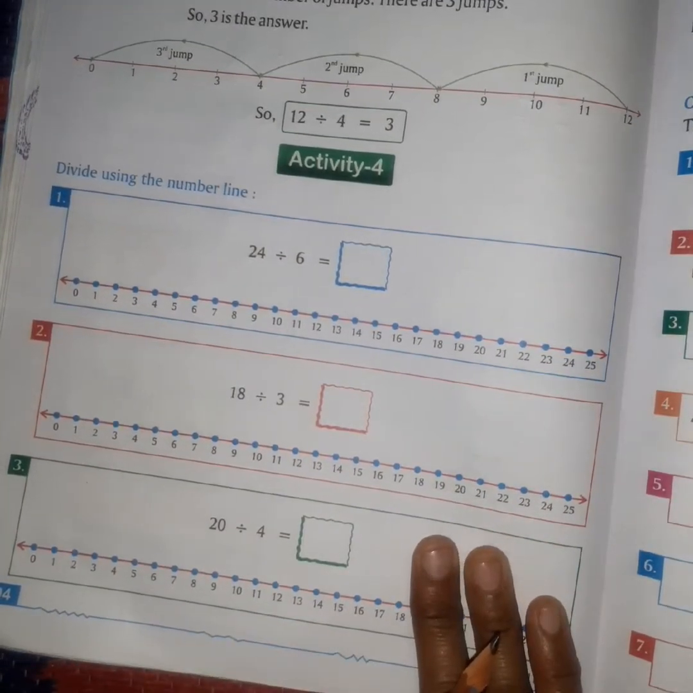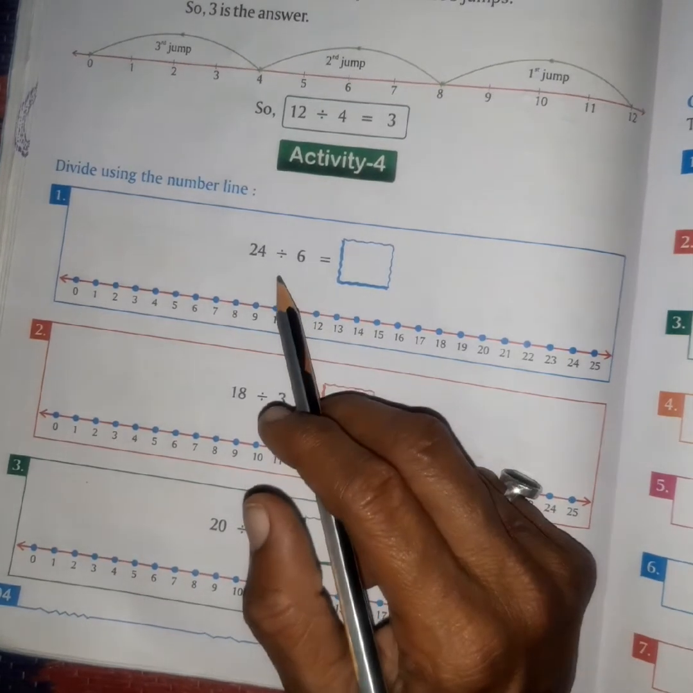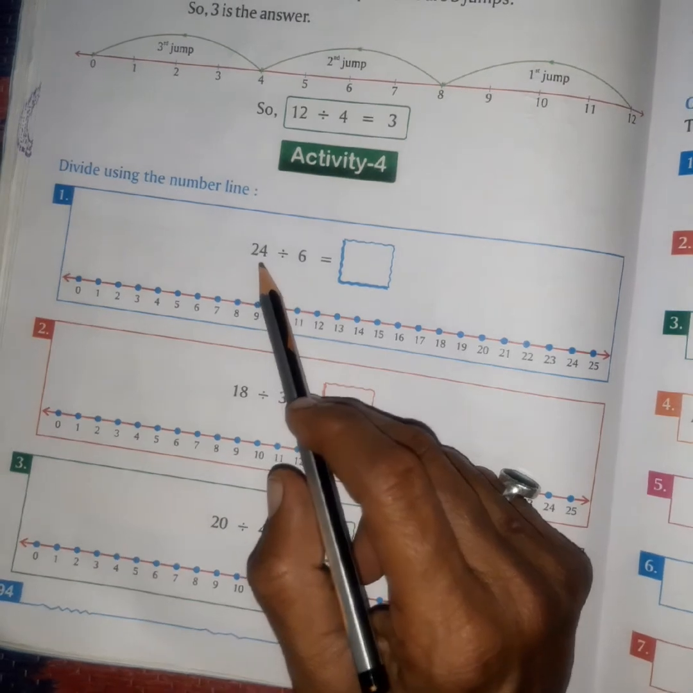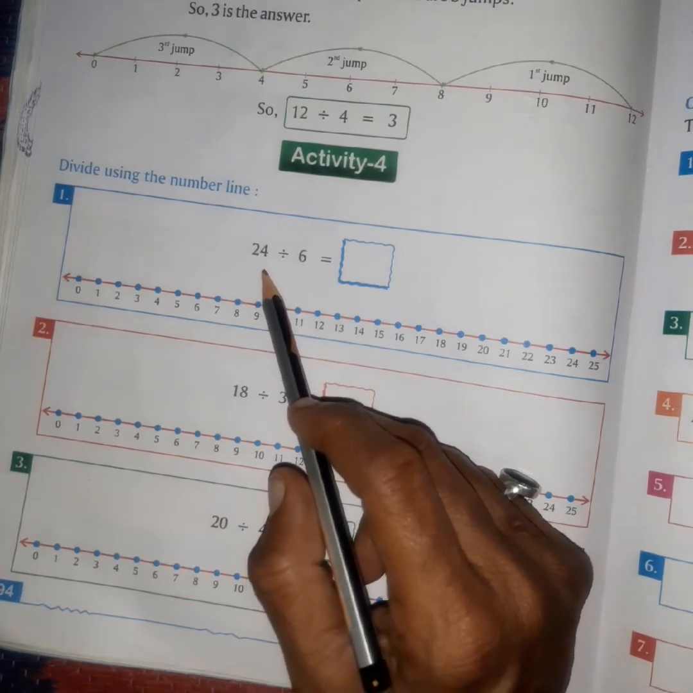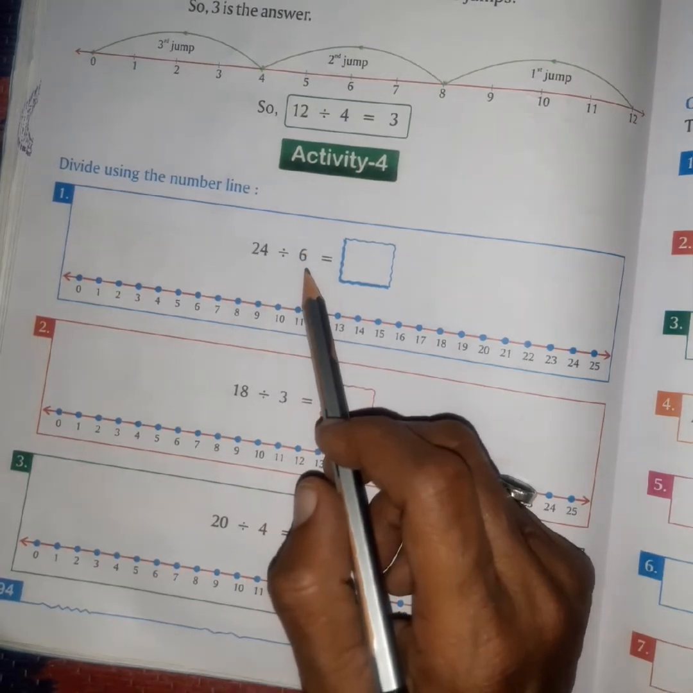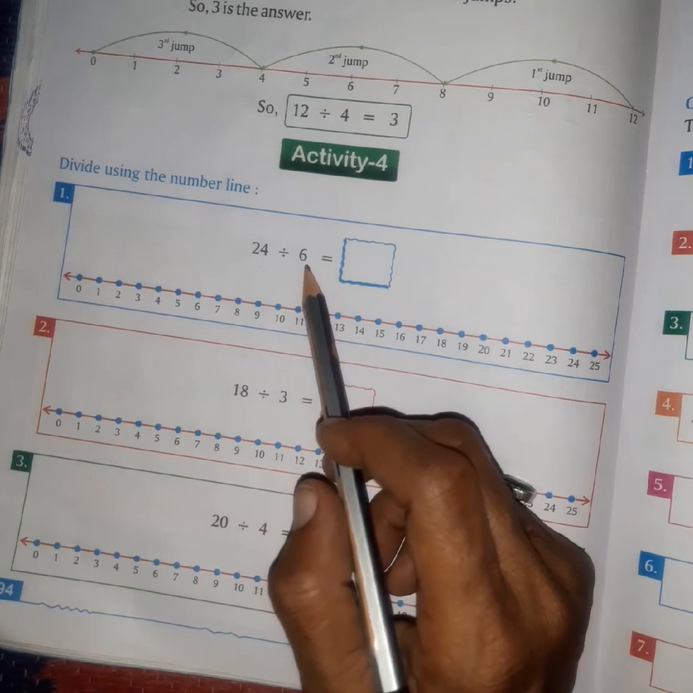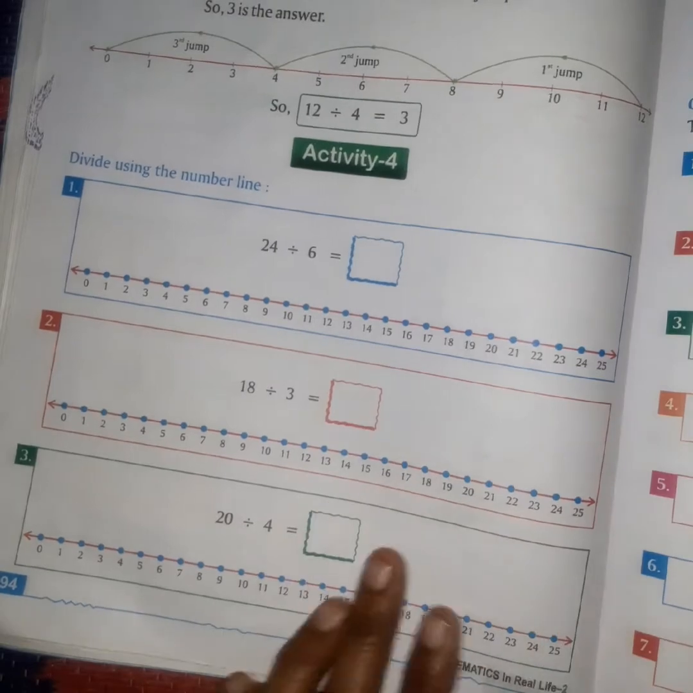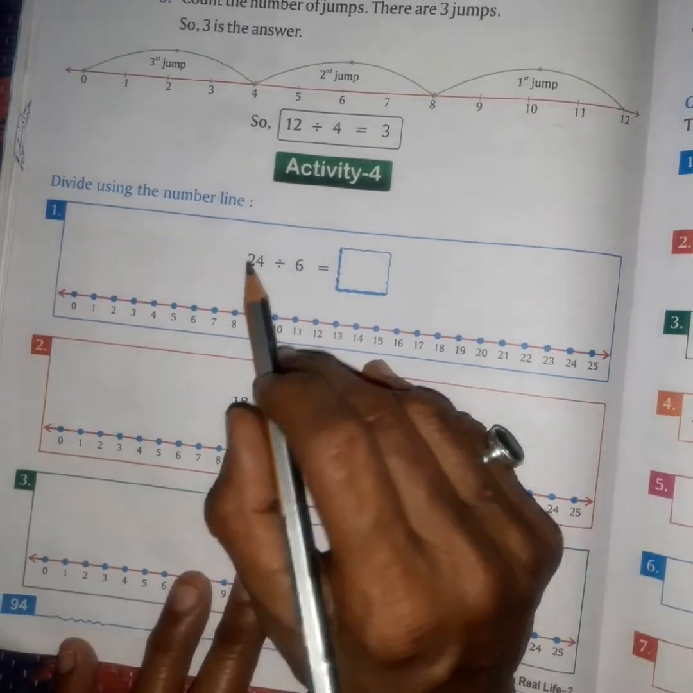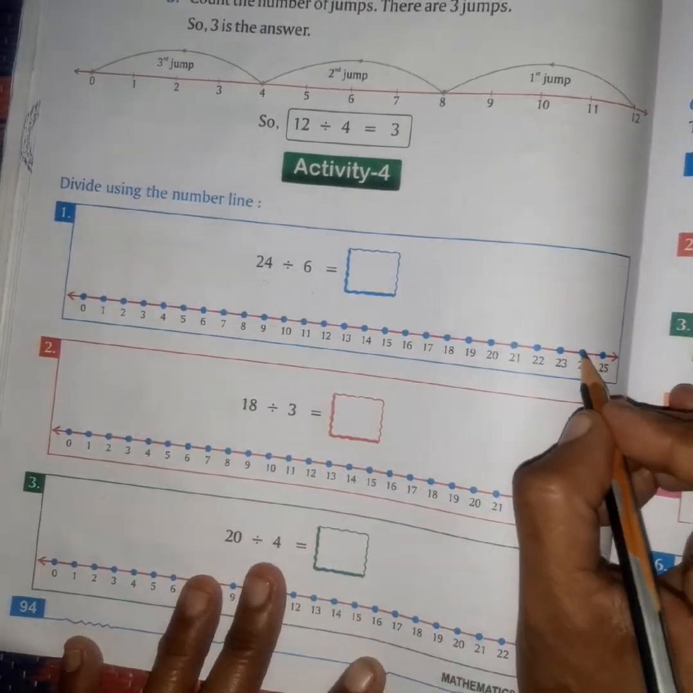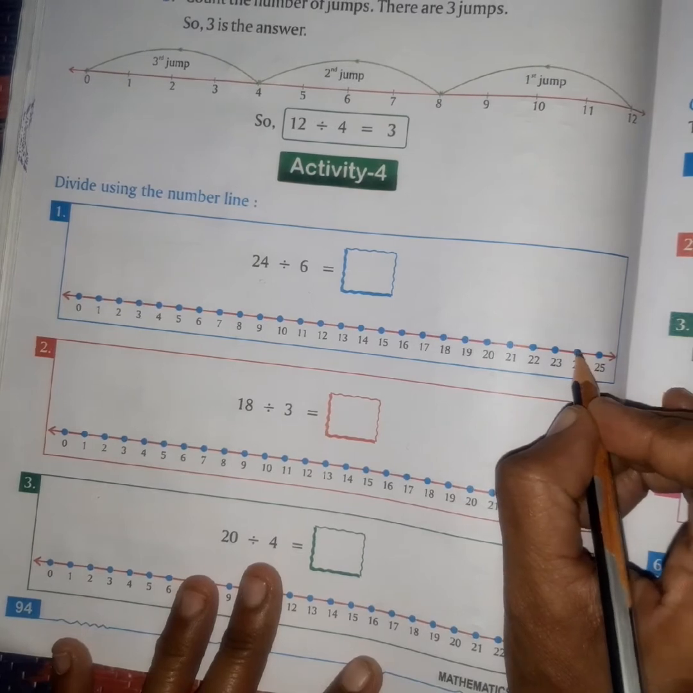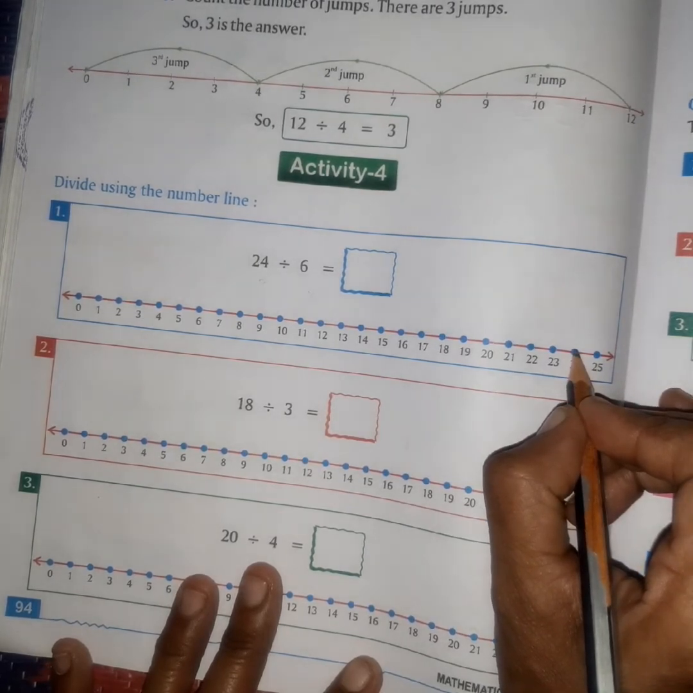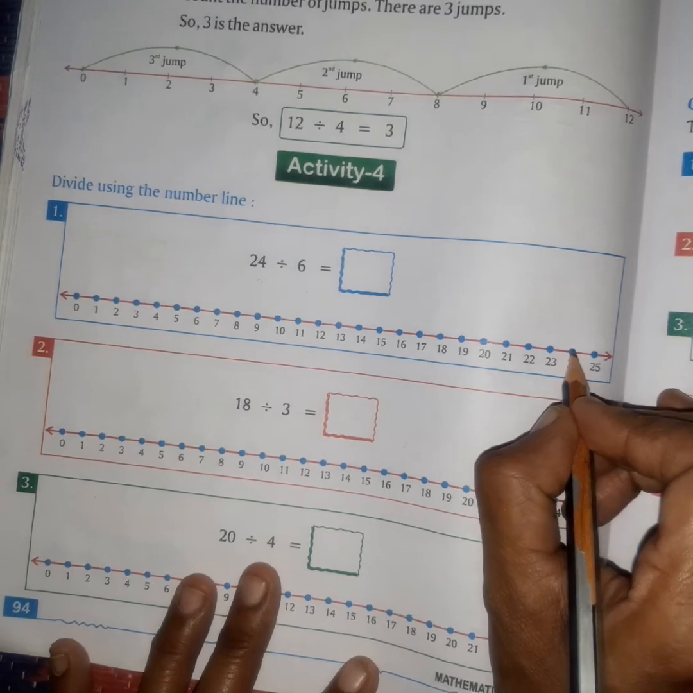Okay. We will see. Start from 24. We will start from 24. And we will take jump of 6 in backward direction. We will jump in backward direction. Total number 24. We will start from 24. In backward direction 6 we will continue. Okay. See how we will do.